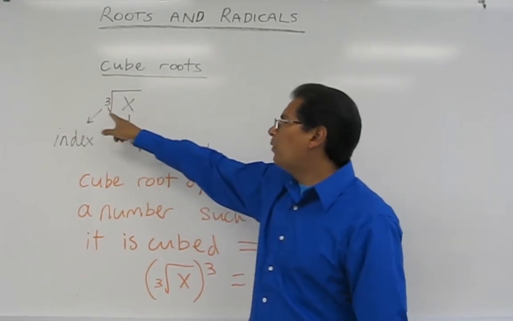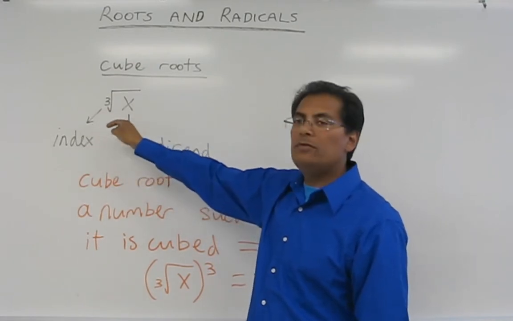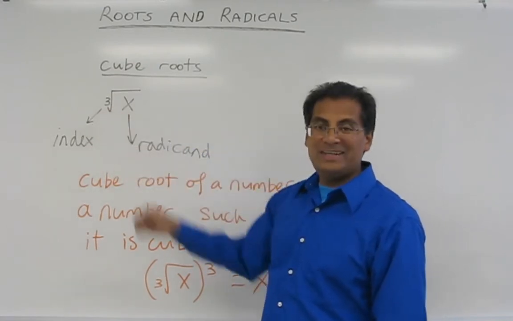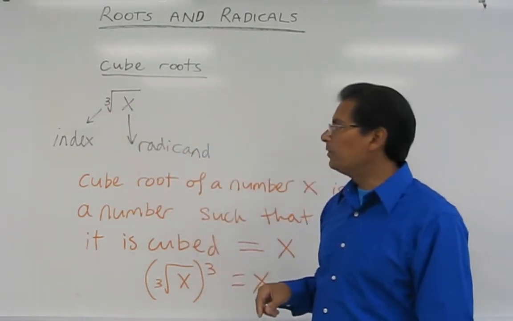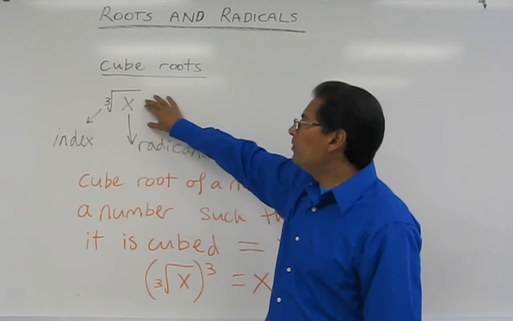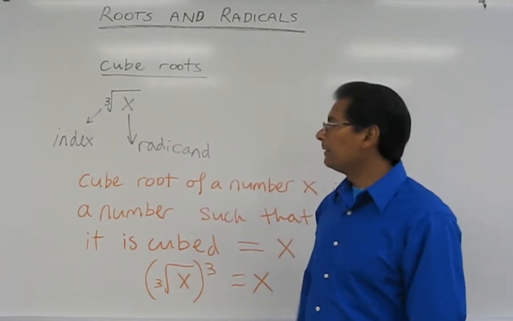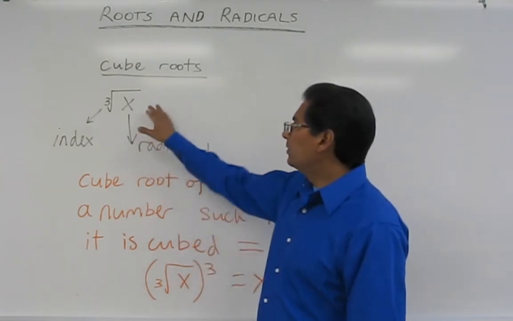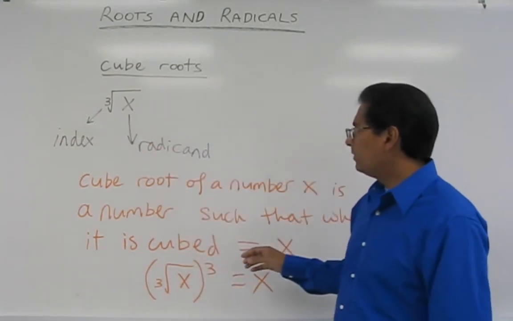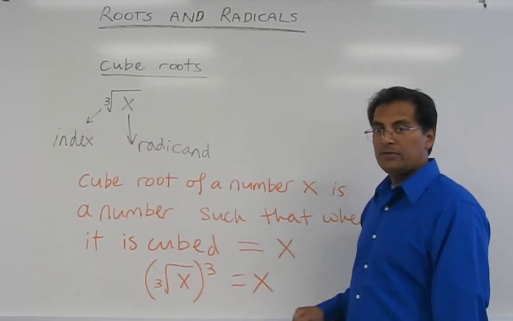And by the way, whatever number you have in front here, we call that the index. In the square root case, we don't have a number. It's understood the index is 2. But in a cube root, we will have a 3 in front of that root. And anything under a root, whether it be square root, cube root, or fourth root, fifth root, is called a radicand. Okay, so the cube root is of a number. When you cube it, you get back the number x, or whatever number you're talking about.